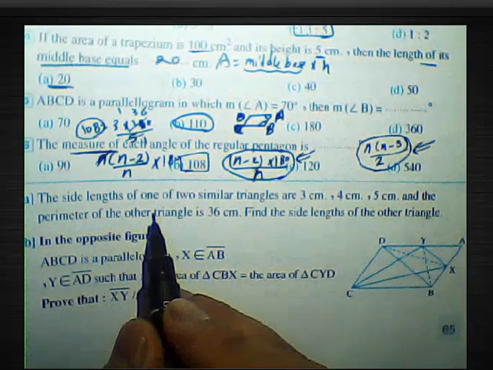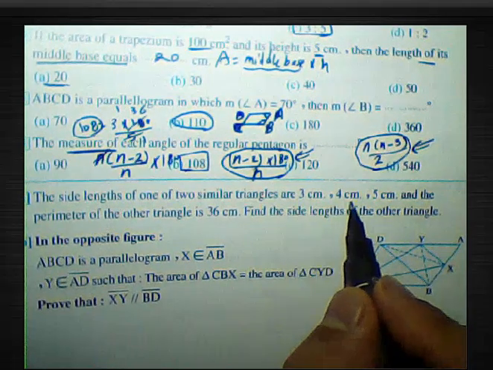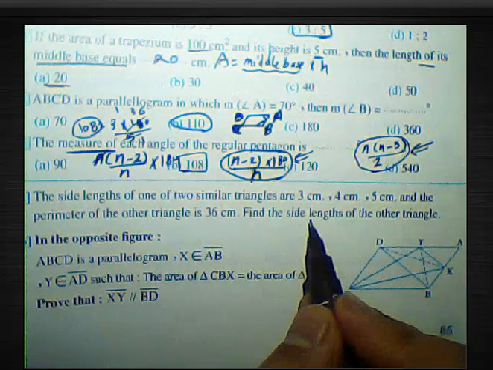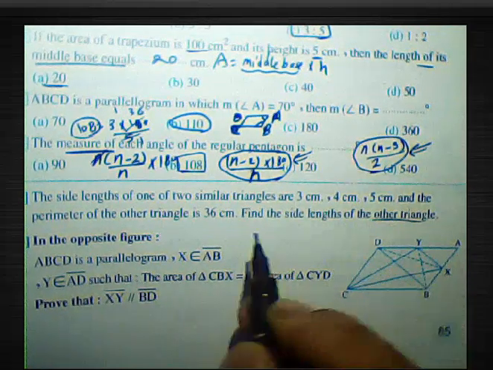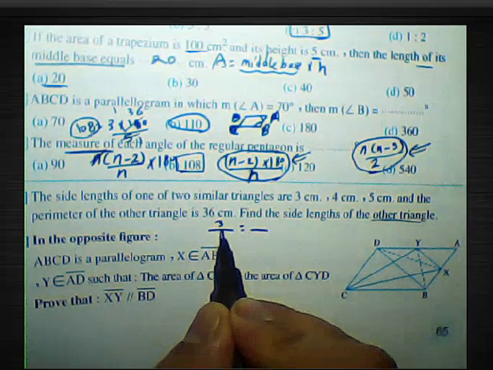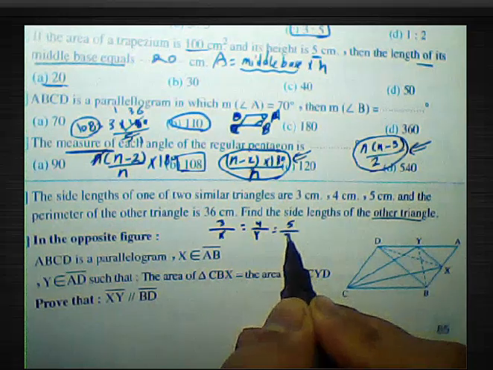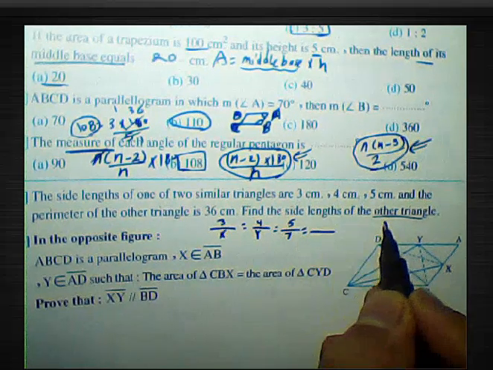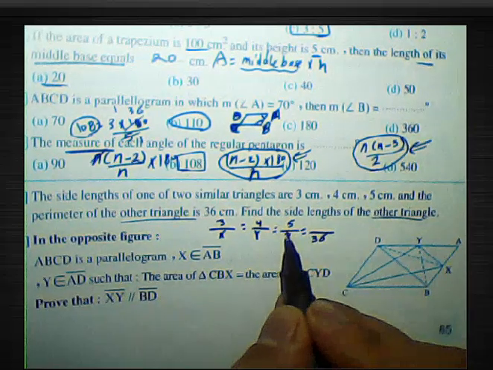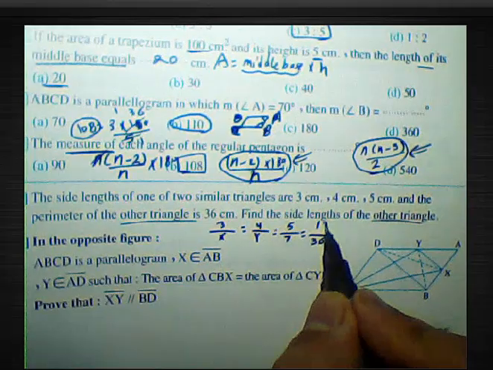The side lengths of one of two similar triangles are 3, 4, 5 centimeters, and the perimeter of the other triangle is 36. Find the side lengths of the other triangle. We can write the ratio between 3 and x, 4 and y, and 5 and z, and we are given the perimeter of the other triangle, 36. We know the perimeter of the first: 3 plus 4 is 7, 7 plus 5 equals 12.